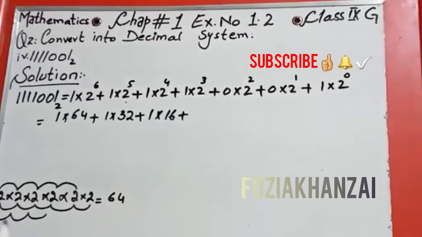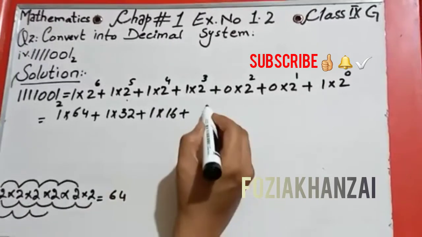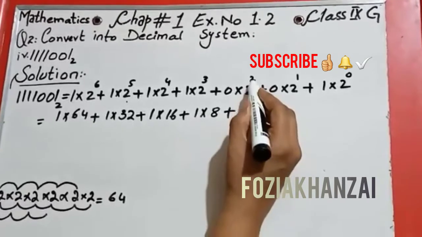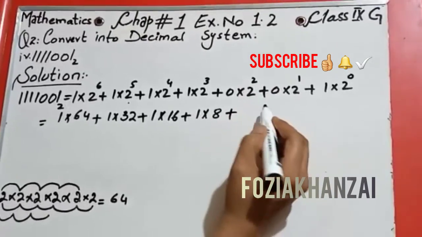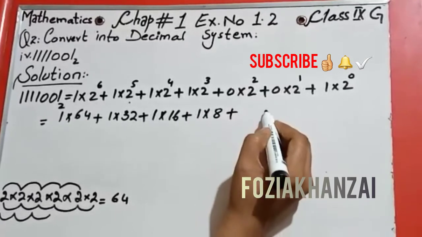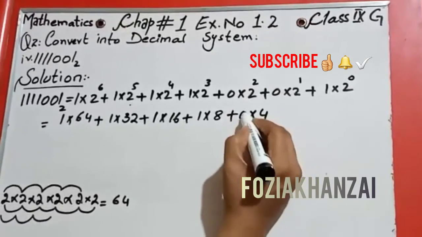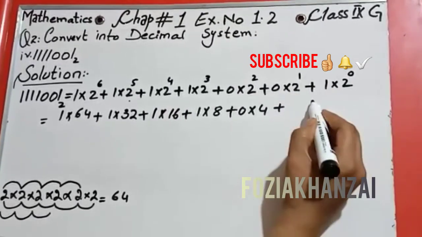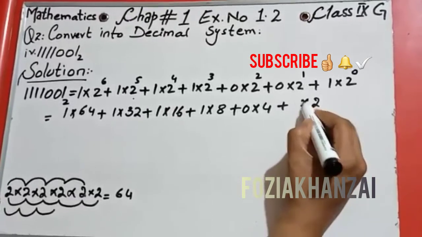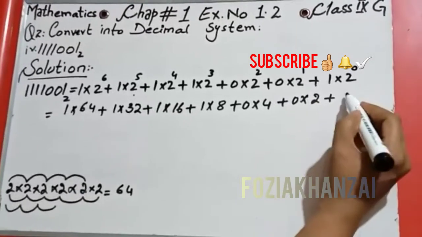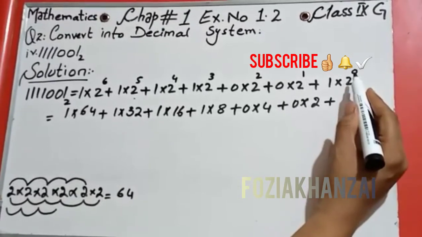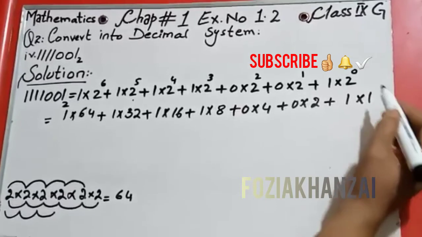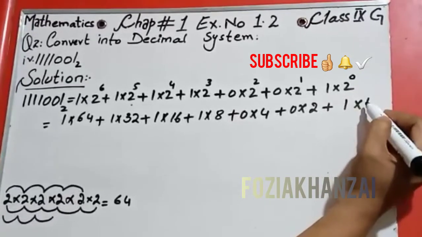2 power 3. So 2 2s are 4, 4 2s are 8. 8 is to 1. Plus 2 power 2, square means same number multiply by same time. So 2 2s are 4 is to 0 plus 2 power 1. It means 2 we have only one time. So 2 is to 0 plus power 0. Okay, as you know that power 0 consider 1. 1 is to 1. Finish first step, second step.